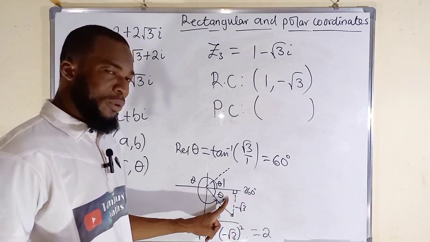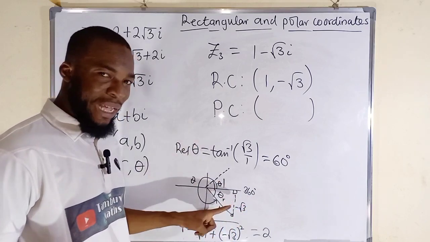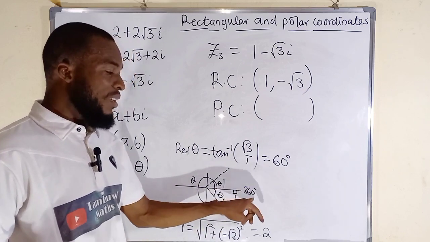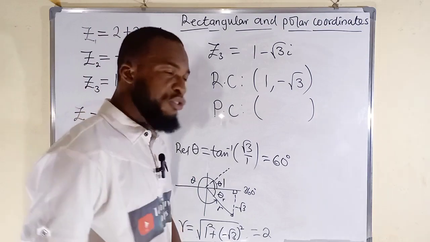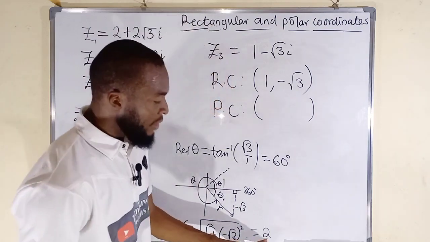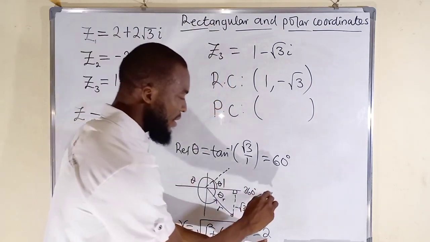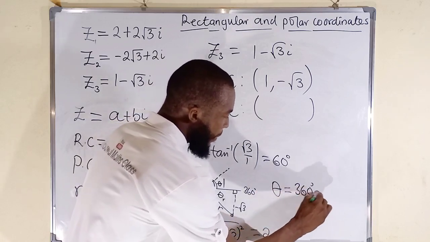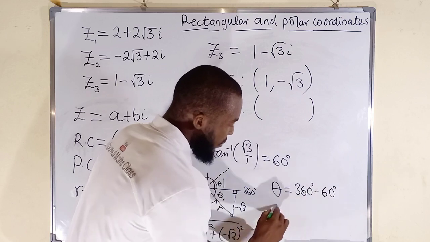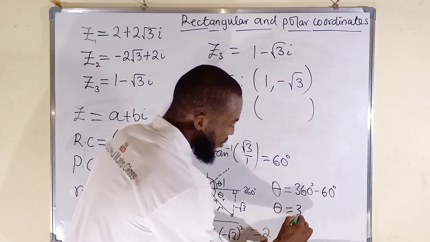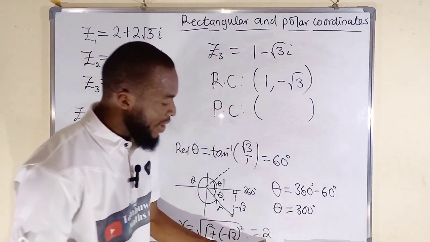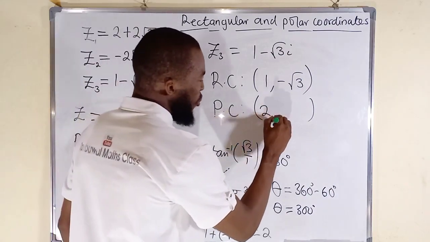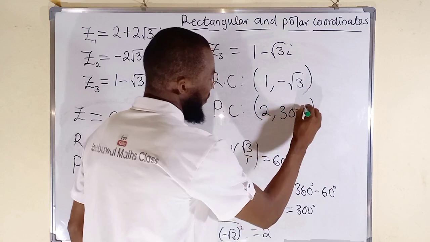We just obtained this angle, but we are looking for the angle from the back, from the standard position. So if you take away 60 from 360, you'll be left with what? 300. So our main theta, let me write it here, is equal to 360 minus 60, which is equal to 300 degrees. So we have our r as 2 and theta as 300. So we have 2, 300 degrees.